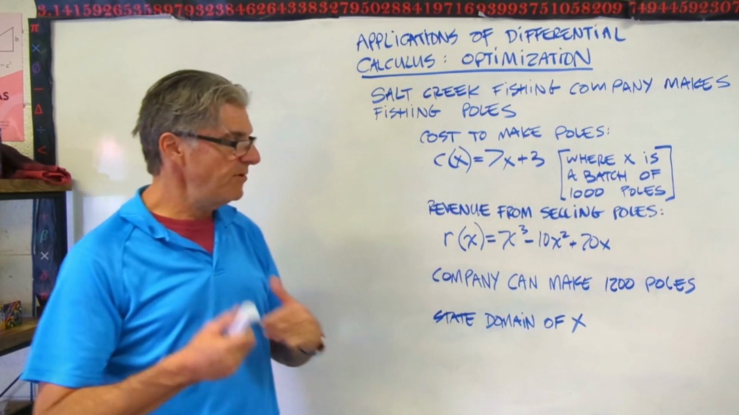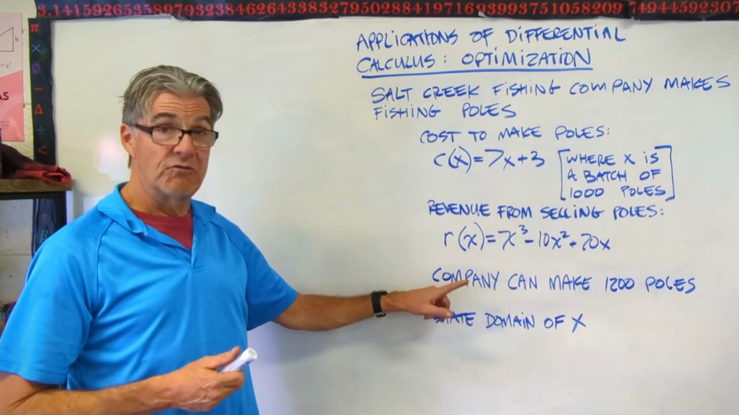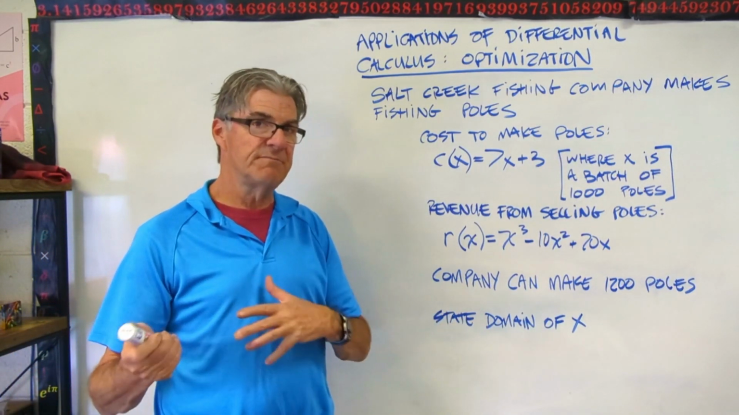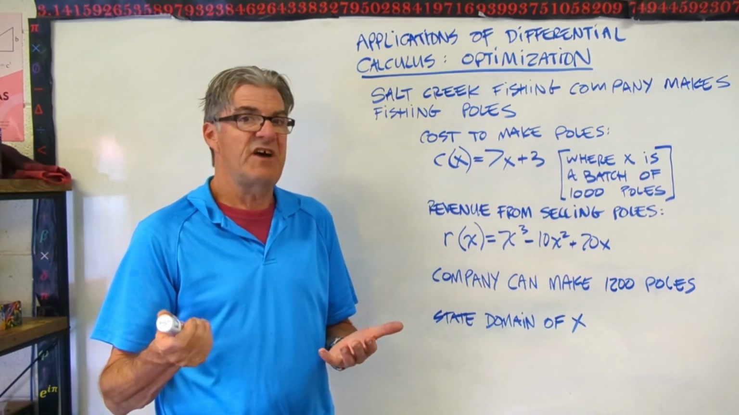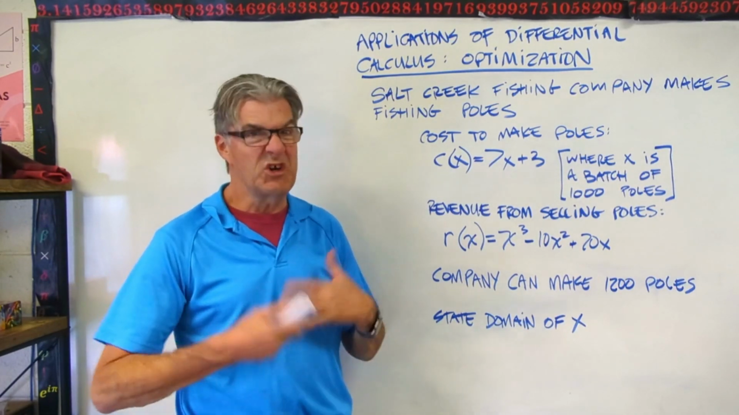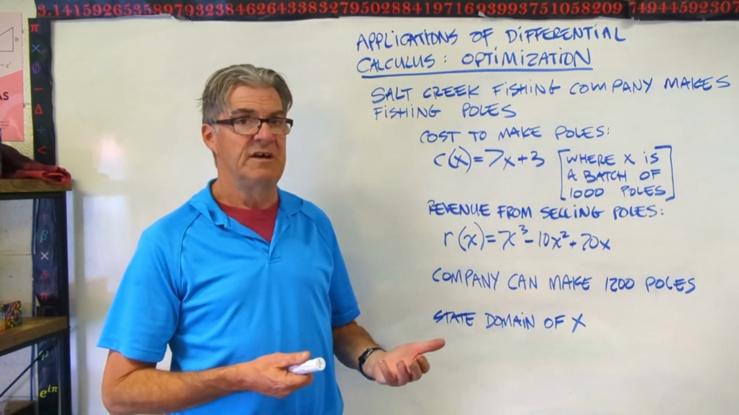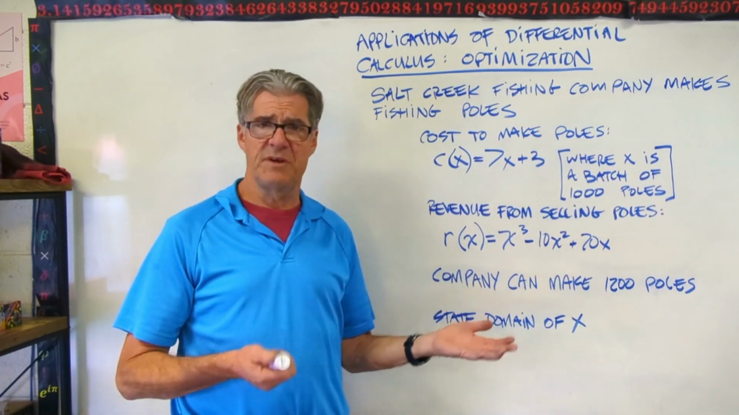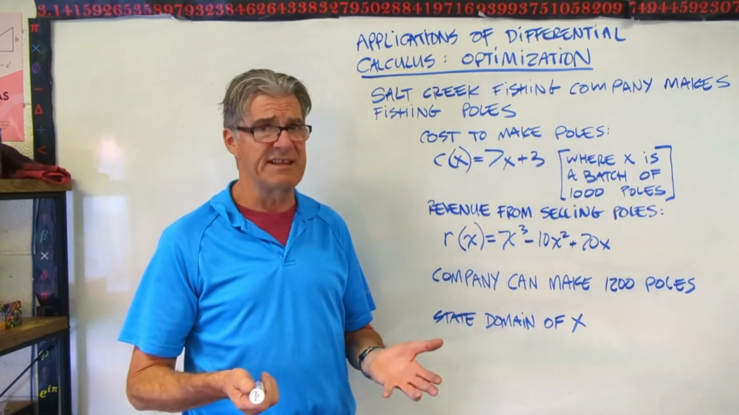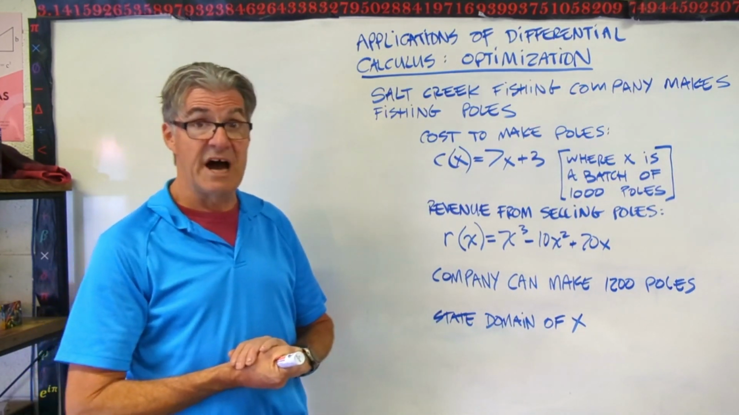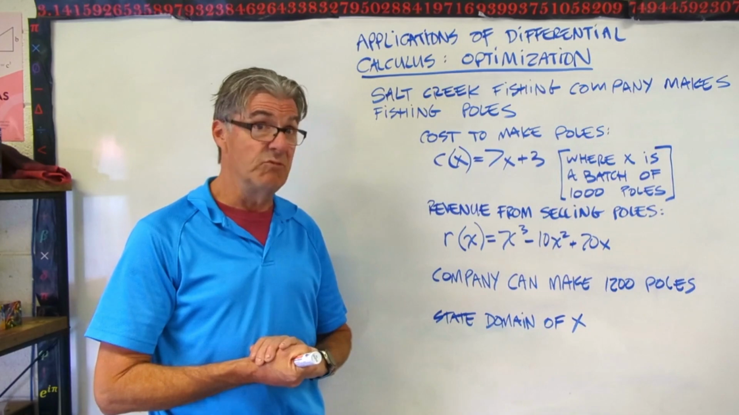Okay, a couple other things. The company right now can only make 1,200 poles. Now, the problem that I got out of the book doesn't specify any kind of time frame. So we could say this is 1,200 poles per week or 1,200 poles per month. If it's a big company, it should be per week. I would think they make that many poles per week. But really, we're not dealing with a unit time in this problem, though there should be one.